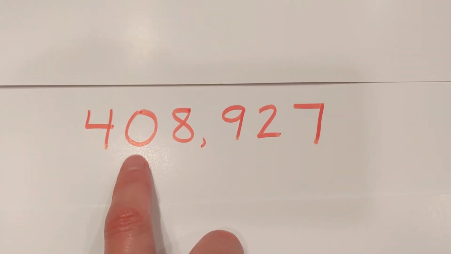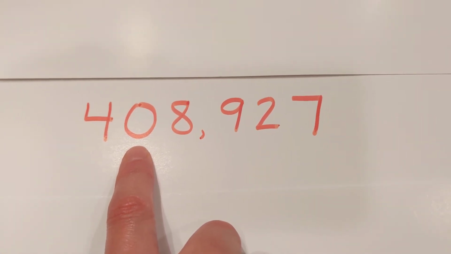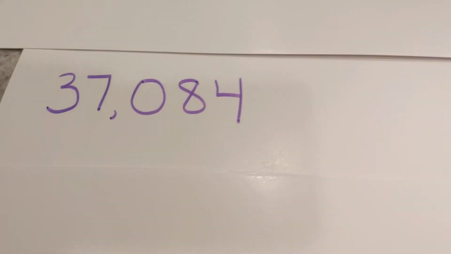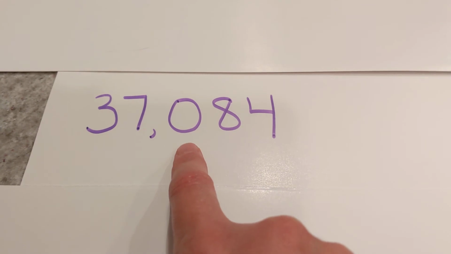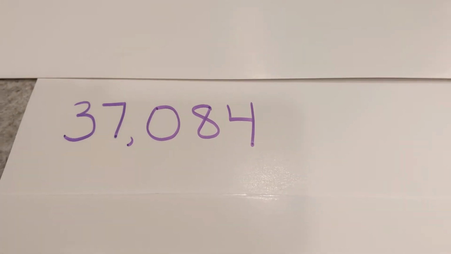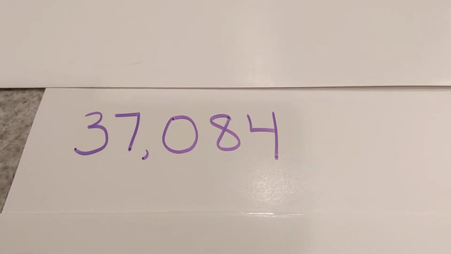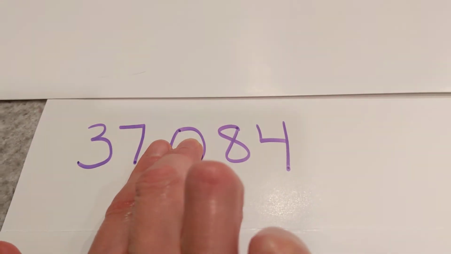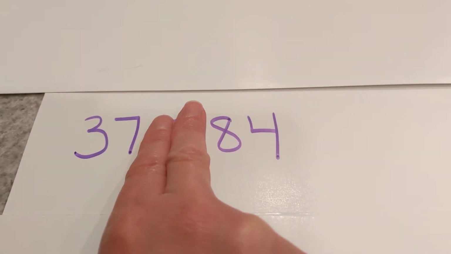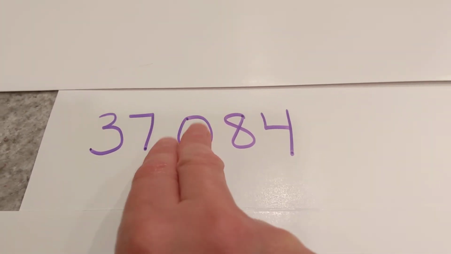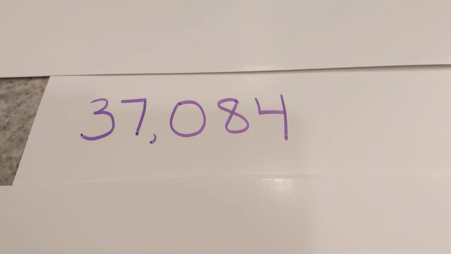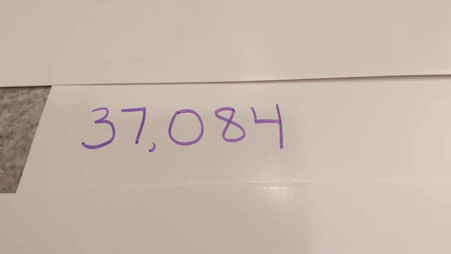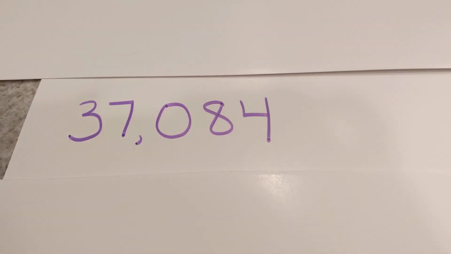Remember, if we don't have any 10,000s, or in this case, if we don't have any hundreds, you have to put a 0 there. You need to have a placeholder. If we didn't, then this number would be 3,784. That is a very different number than 37,084, isn't it? So remember that we need to have placeholders.